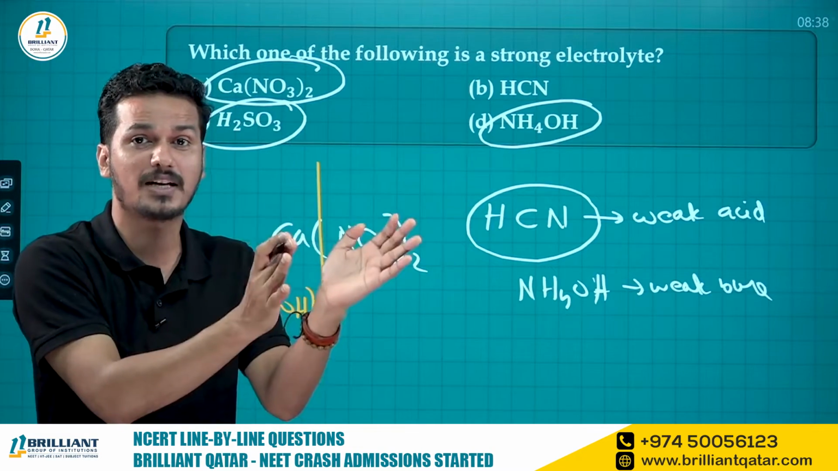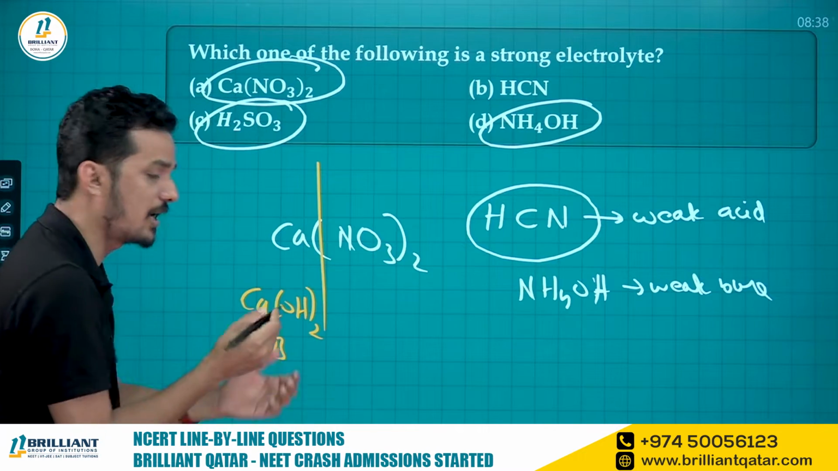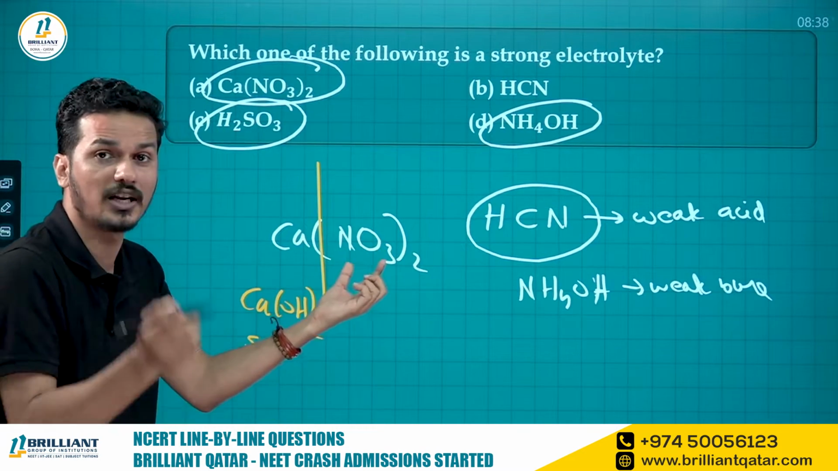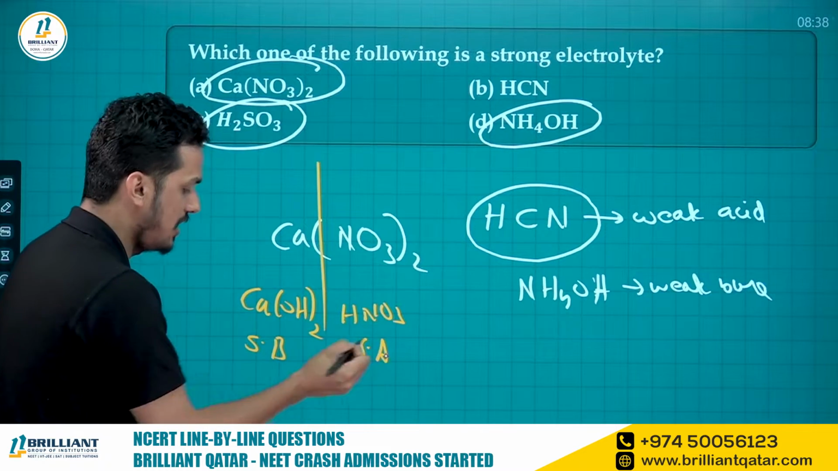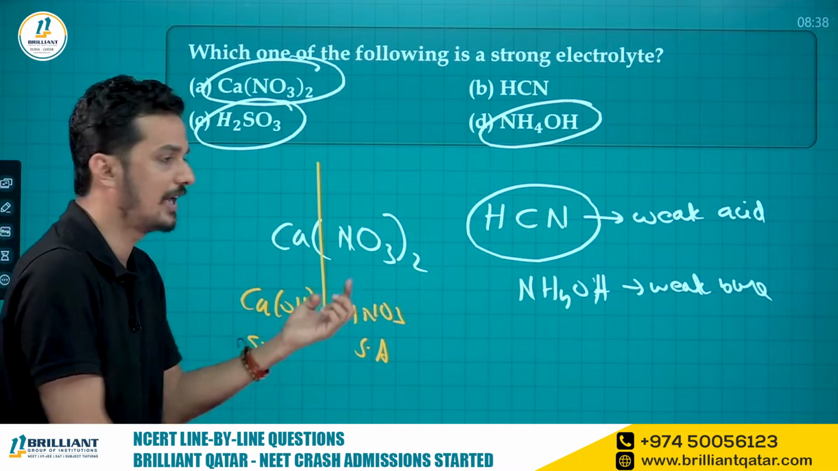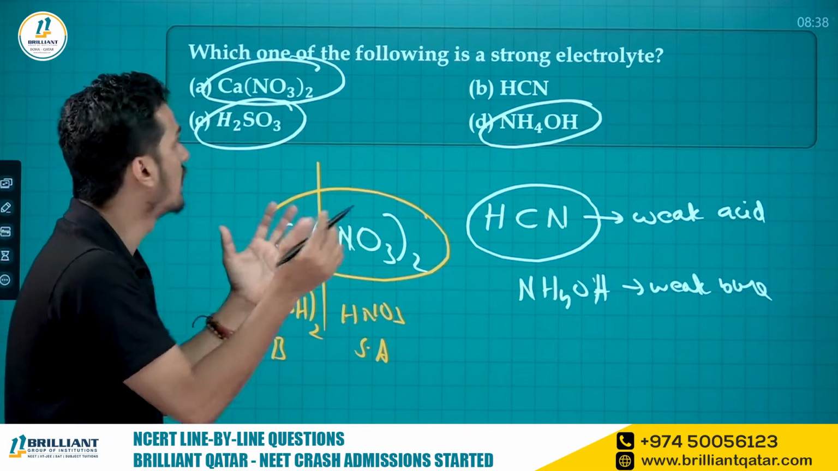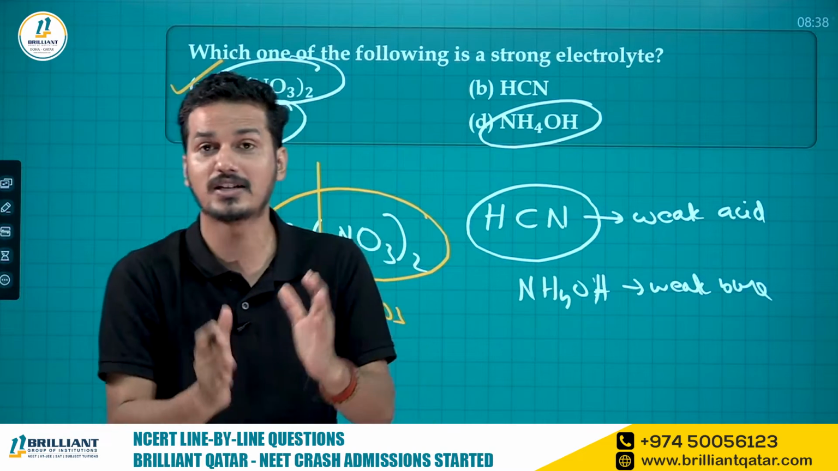Okay, alkaline earth metals, alkali metals, that's why they are basic. Calcium hydroxide is a strong base, and NO3 we are obtaining from HNO3. This HNO3 is a strong acid. So it is a salt of a strong base and a strong acid. Automatically it is a strong electrolyte. So option A is the correct answer. I hope you guys got it.